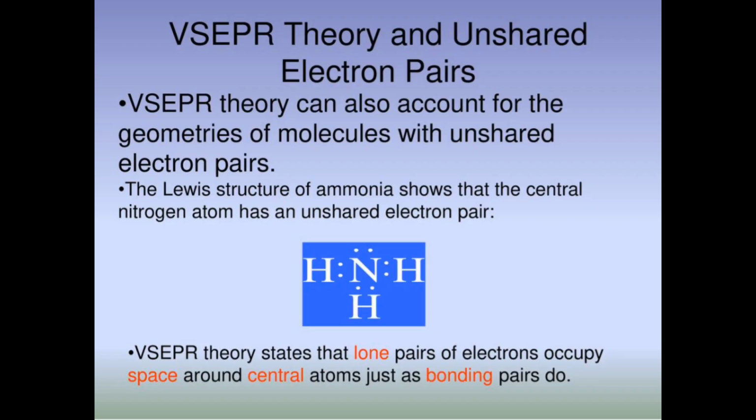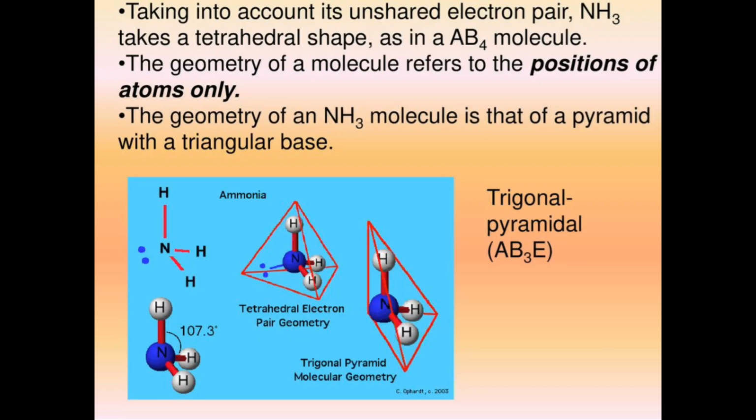Now, we can also use the VSEPR theory to explain unshared electron pairs. Don't forget that most of the things we have mentioned are based on electrons that are shared, the lone pairs that are there, and how they are. So now we look at unshared electron pairs, for instance. The VSEPR theory states that lone pairs of electrons occupy space around the central atom, just as bonding pairs do.